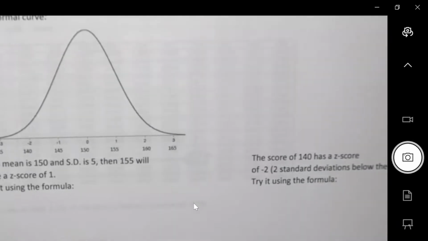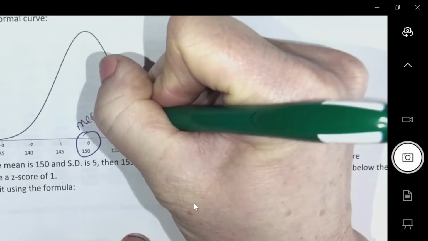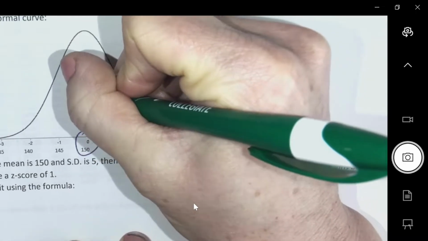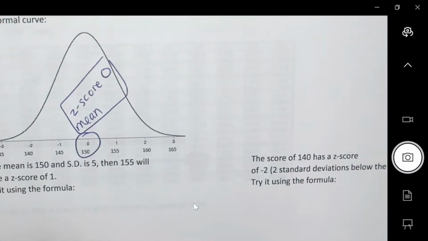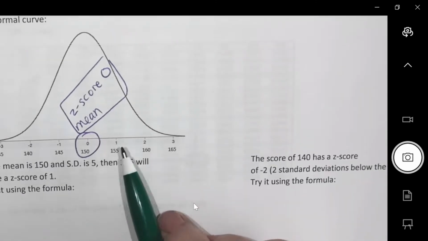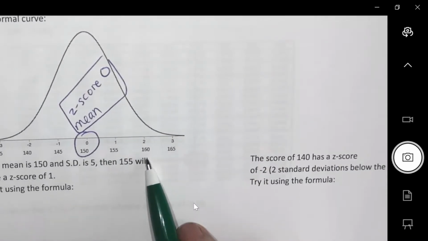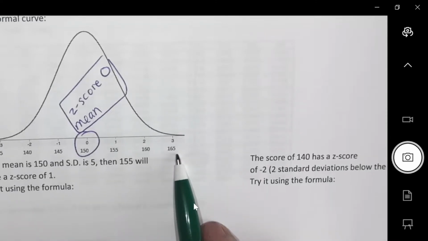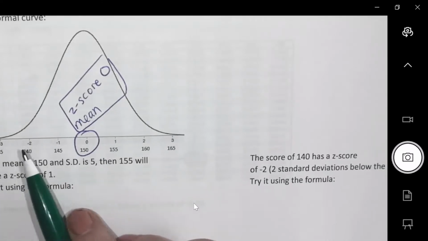So when we are doing this curve, the mean always has a z-score of 0. Okay, it's right in the middle. It's always going to have a mean z-score of 0. If you are 1 standard deviation above, your z-score is 1. If you're 2 standards above, you're 2. 3 standards, you're 3. And then same with these, except for now they're going to be negative.